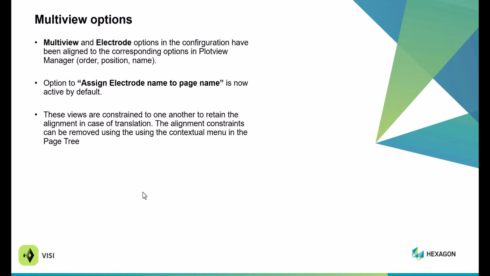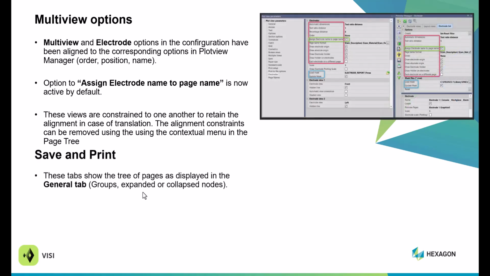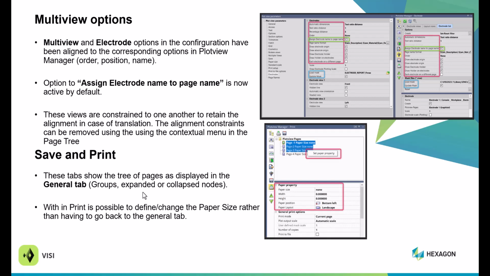These views are constrained to one another and will retain the alignment in the case of translation. The alignment constraints can be used from the contextual menu within the page trees. Within Save and Print, in the General tab, the trees are now displayed the same as in the General tab. Within the Print tab, it is now possible to change paper sizes rather than have to go back to the General tab, saving you time.